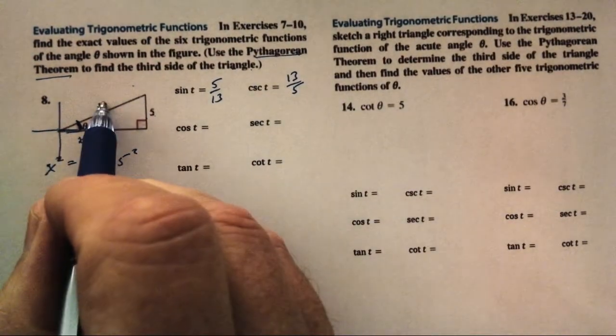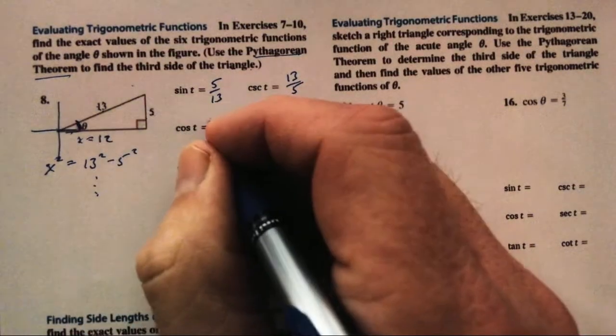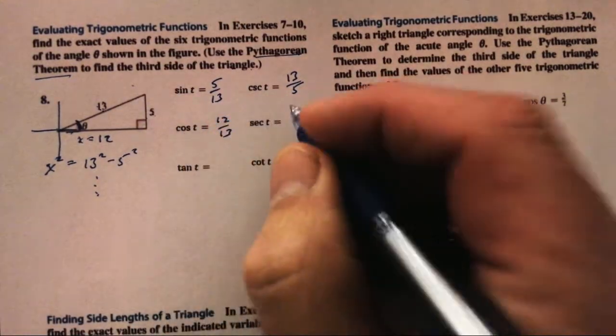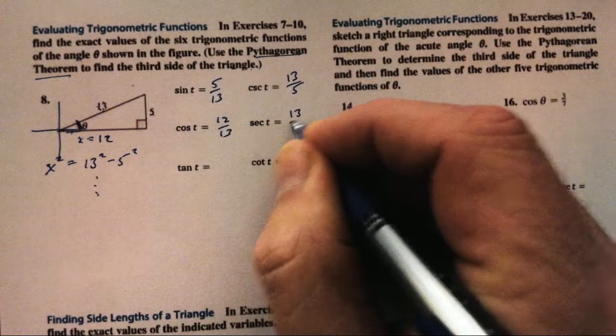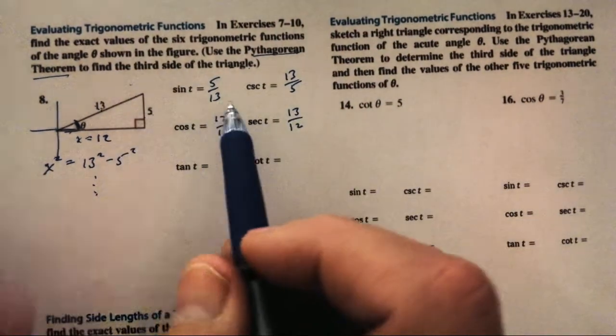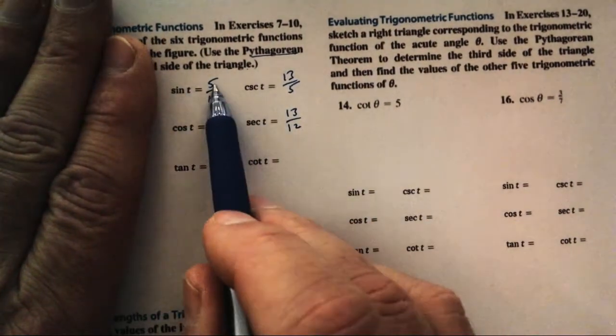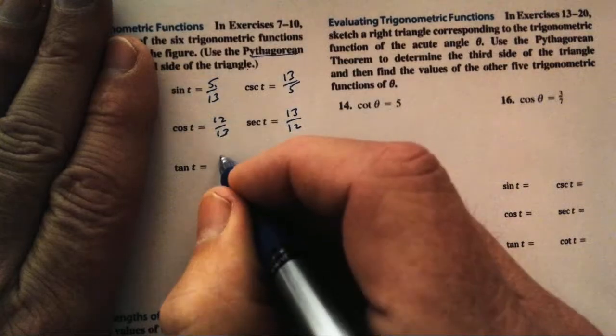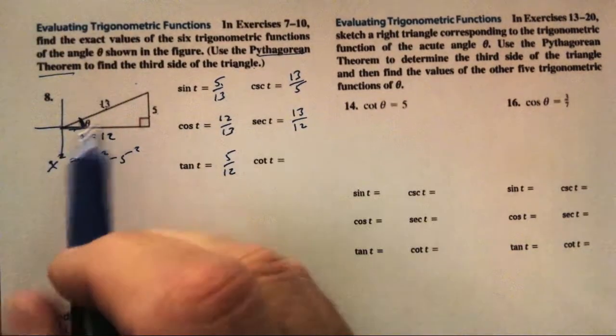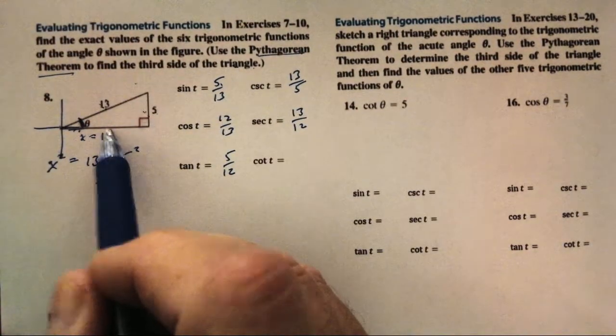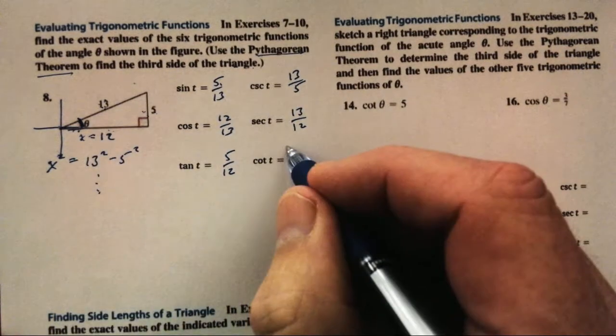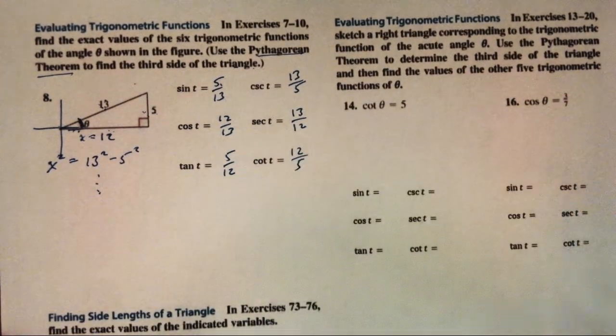Cosine, either x on r or adjacent on hypotenuse, is 12 on 13, secant is 13 on 12, and tangent, if we couldn't see this, is just this on this, and the 13s cancel. But if we can see it, of course, it's opposite on adjacent, or y on x, making cotangent 12/5.